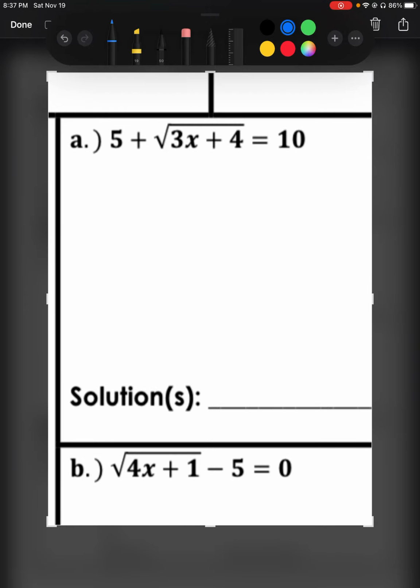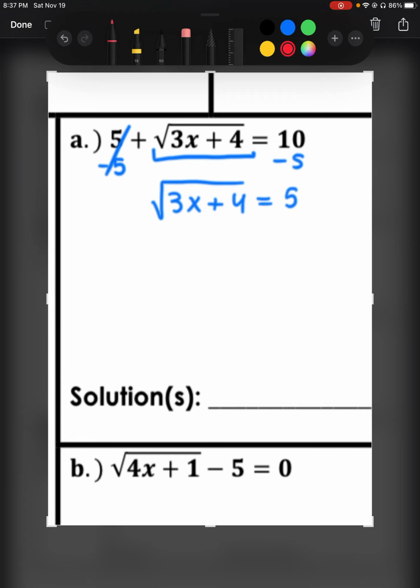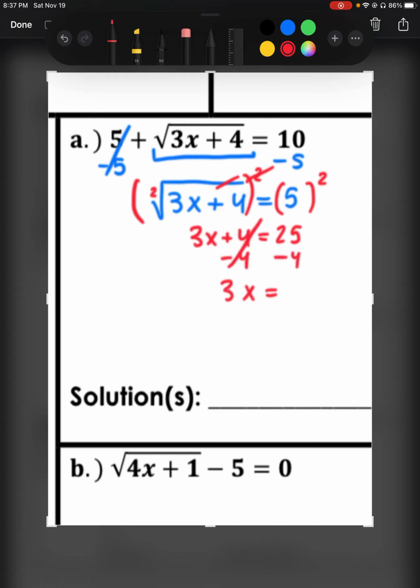So step one, in this case, we only have one radical expression in the equation, so we're going to isolate it. So we end up with the square root of 3x plus 4 is equal to 5. And then from here, I know that this has an implied index of 2. So if I put it to the second power, it's going to cancel out the root, which leaves me with only what's inside the square root, and then 5 squared, which is 25. Now from here, I can subtract 4 and solve, and I get 3x equals 21, which means x equals 7.